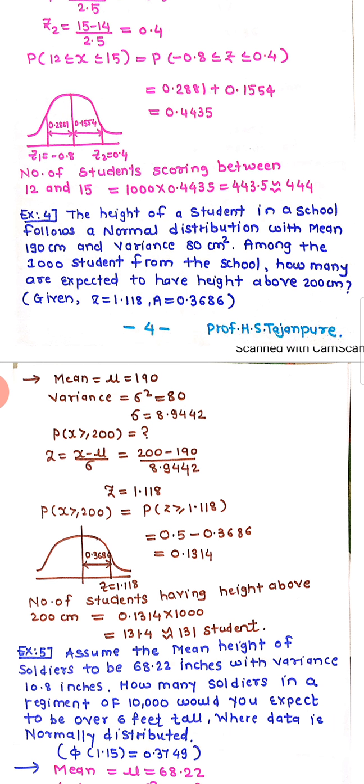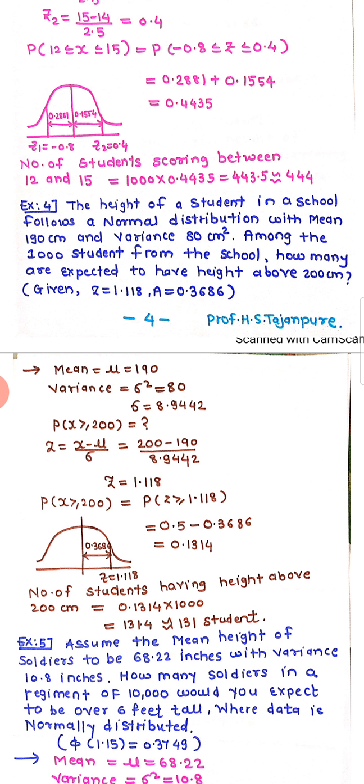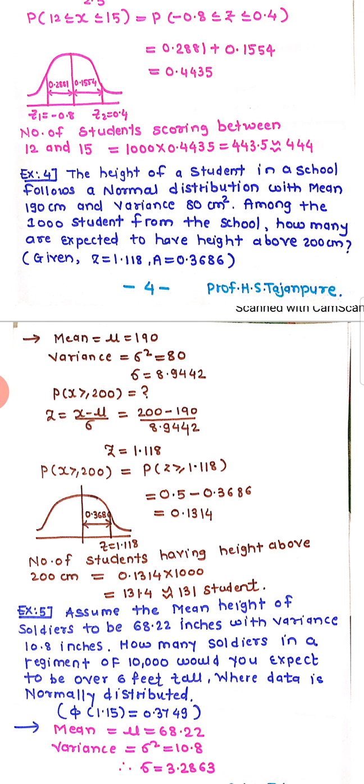Now let us move toward the next example, number 4. The height of the students in a school follows a normal distribution with mean 190 centimeter and variance 80 centimeter square. Among the 1000 students from the school, how many are expected to have height above 200 centimeter? In brackets, area is given: corresponding to 1.118, area is 0.3686.